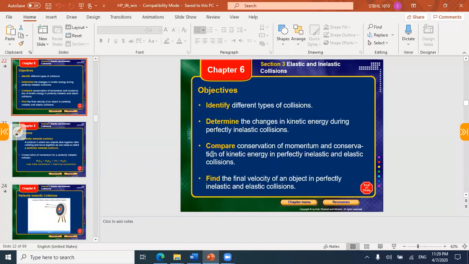I hope, yes. Do you know how to compare the conservation of momentum and conservation of kinetic energy in perfectly inelastic and elastic? How are they in perfectly inelastic and how are they in elastic? And finally, do you know how to find the final velocity in perfectly inelastic and elastic? And maybe not necessarily the final velocity, maybe the final velocities may be given and you have to find the initial velocity or mass. We did many exercises and I hope you got all of them.